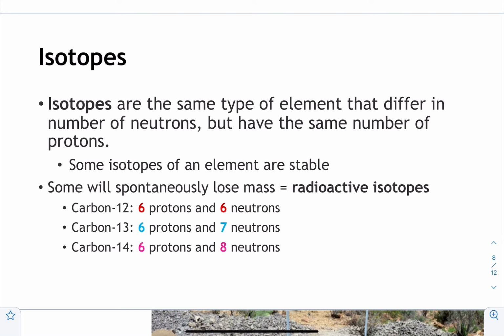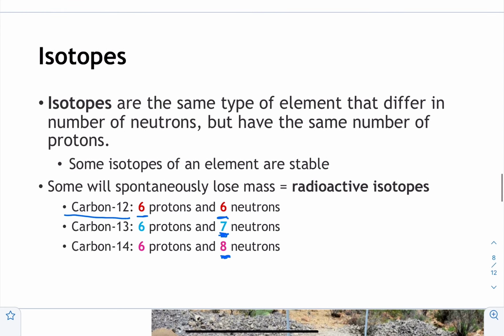Isotopes are the same type of element with a different number of neutrons but the same number of protons. For example, carbon-12. Carbon-12 has 6 protons and 6 neutrons, and that's how it's seen in the periodic table. But then you have these isotopes that will have more neutrons. They have 1 more or 2 more neutrons, making it 7 neutrons, 8 neutrons, and that lets them have more mass, because neutrons add to their mass.